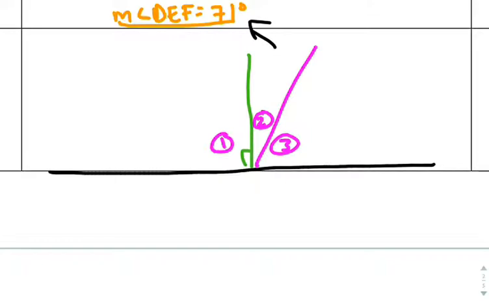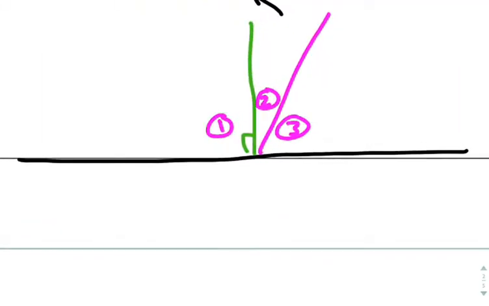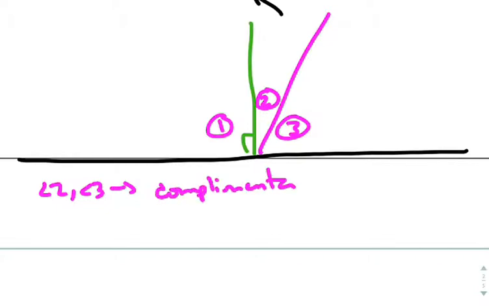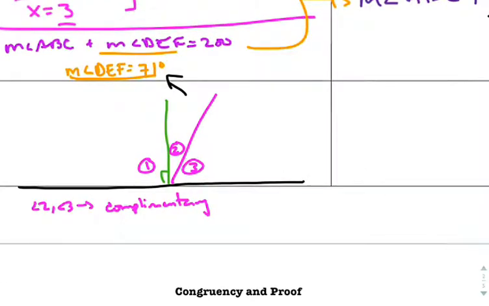So what the definition of complementary tells us is, if we look purely at angle 2 and angle 3, those are complementary. And because they're complementary, I'm allowed to write this statement: the measure of angle 2 plus the measure of angle 3 equals 90 degrees.